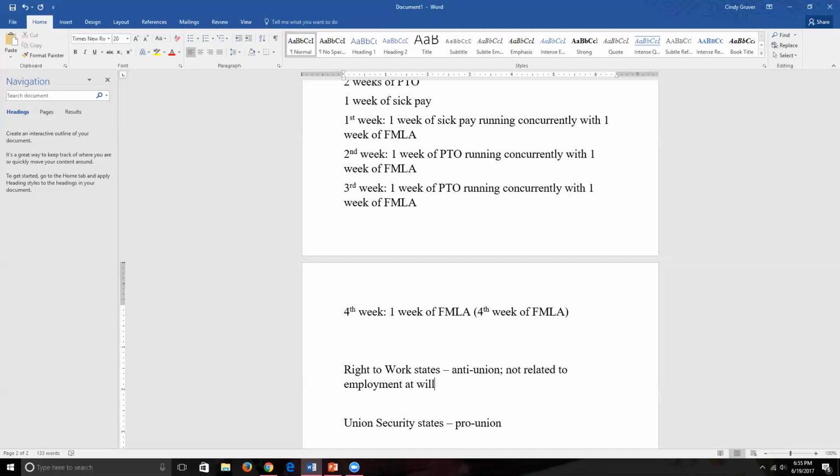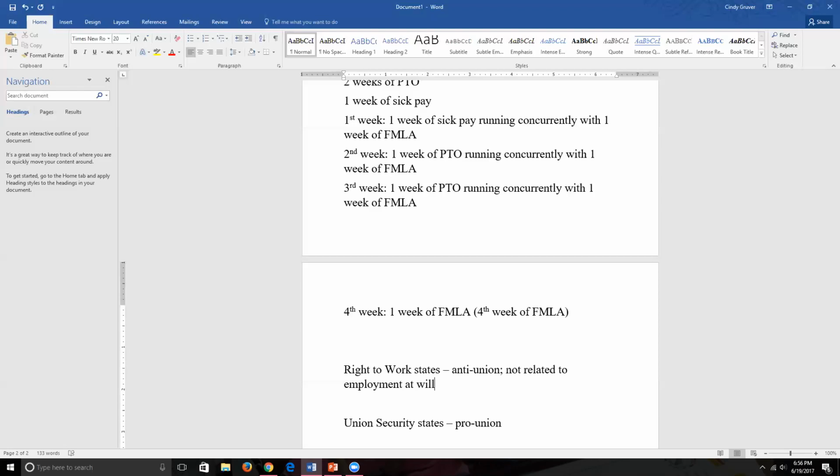Okay, so the union says, we want your employer, we want your help in making this happen. Well, the employer's first reaction would be, why should we help you? That's your problem. That's your relationship with the employees. We don't really have any particular agenda here, whether the employees join the union or not. It's no skin off our nose.